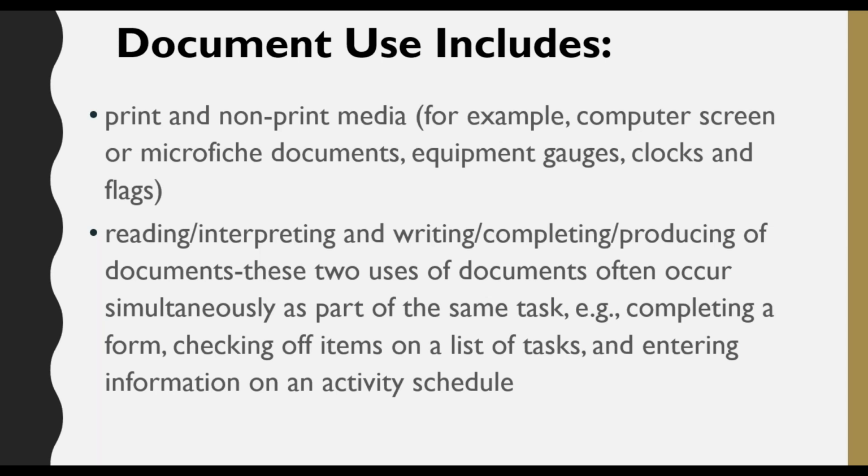Often with document use in particular, very rarely are you just using a document. You're usually reading a document as well, because there's often more than a paragraph of text on it, or you're writing, completing, or producing a document. So it really covers quite a bit. When you're doing a task, you're usually using more than one essential skill to complete that task. For example, completing a form, checking off items on a list of tasks, and entering information on activity schedules. Those are all examples of things where you're using a document, but you're also writing or, in many cases, reading.